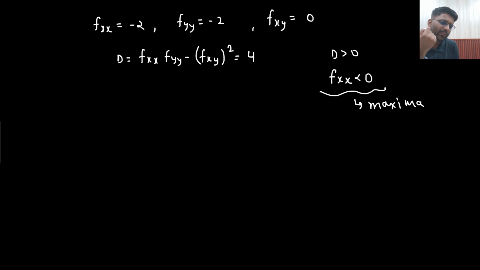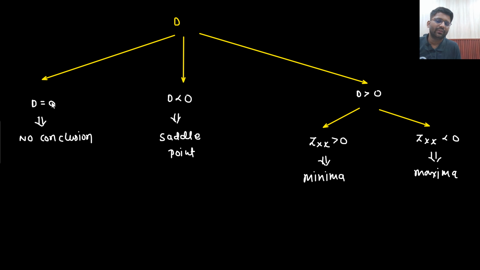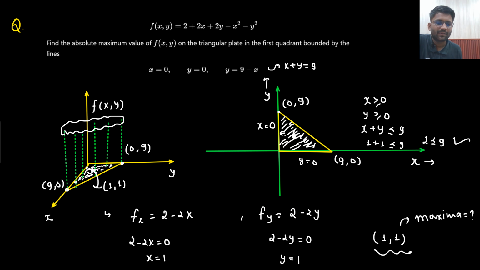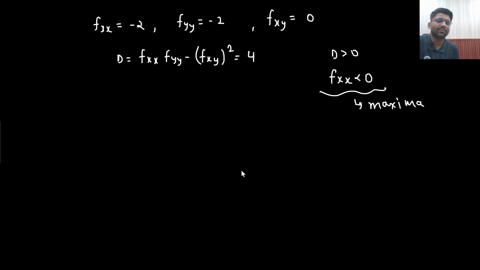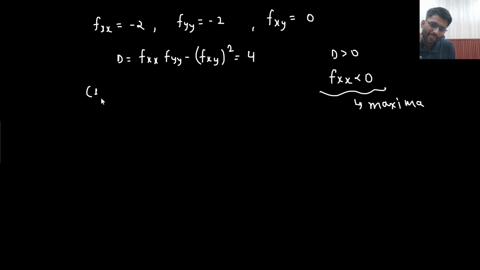Right? I told you, I hope you remember this table. D equals to 0, no conclusion. D less than 0, saddle point. D greater than 0, then you need to take fxx. If it is greater than 0, then minima. If it is less than 0, then maxima. Right? So yeah, it is the point of maxima. That means (1, 1) is the point of maxima.